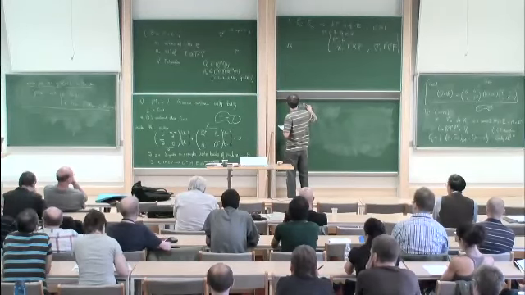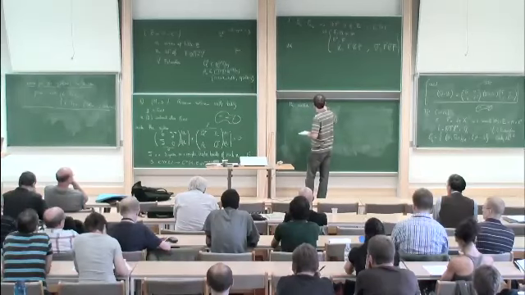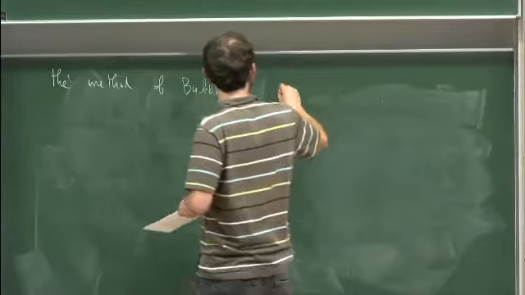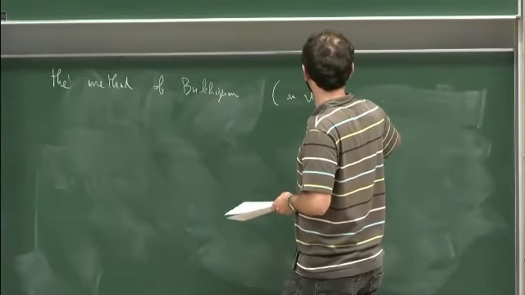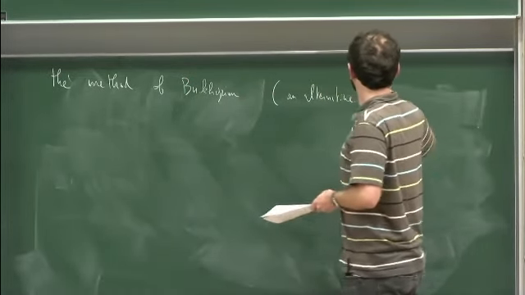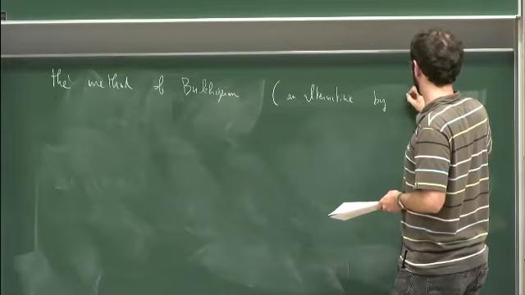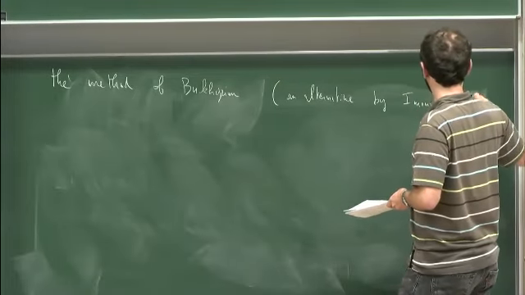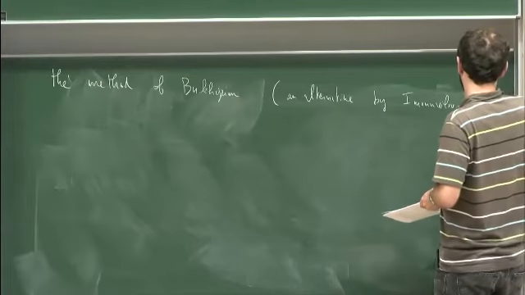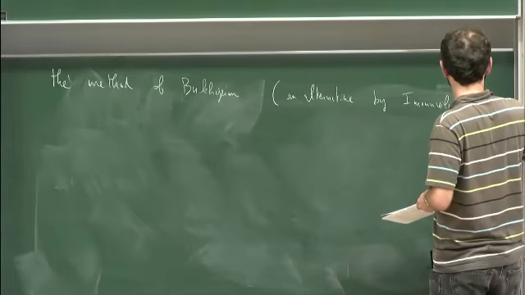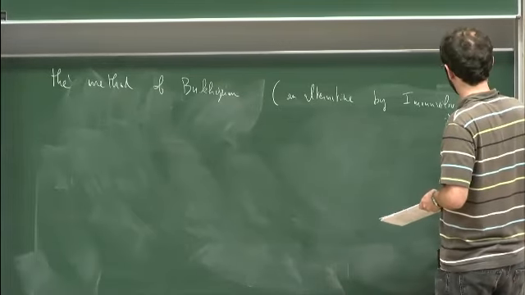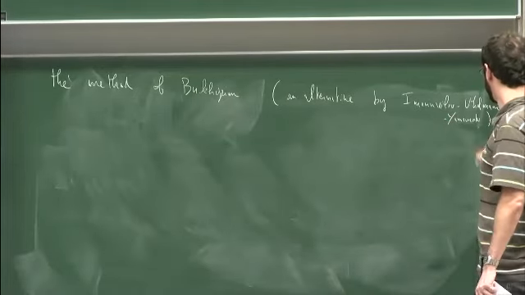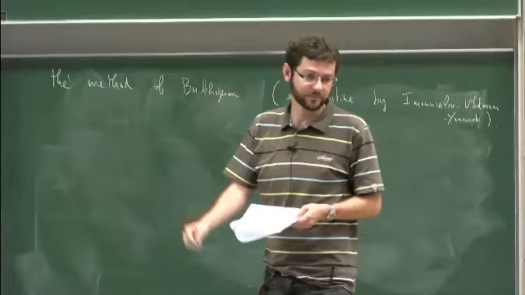So let me remind maybe the method of Bukhgeim. And in fact, I will also give an alternative idea, which is in the paper of Imanuvilov, Uhlmann, Yamamoto, which is pretty similar, but uses the Carleman estimate instead. Of course, in this paper they do the partial data, which is more general.